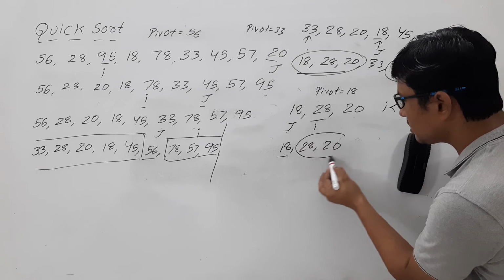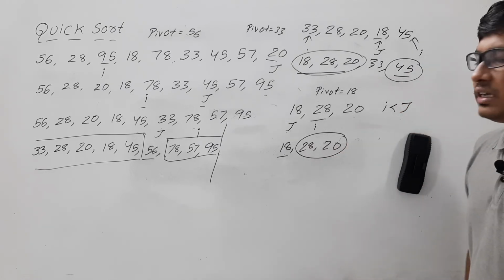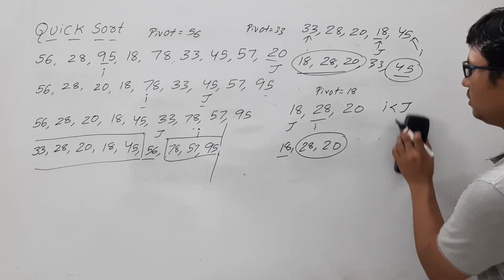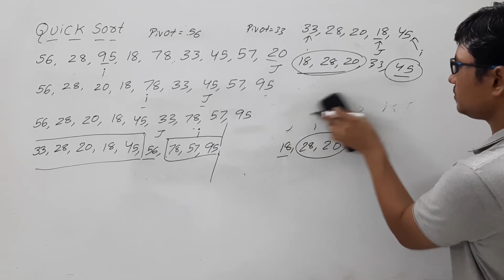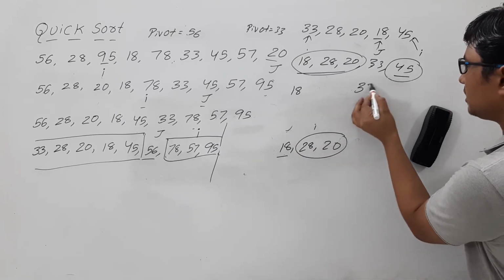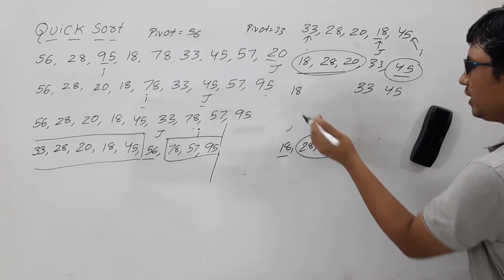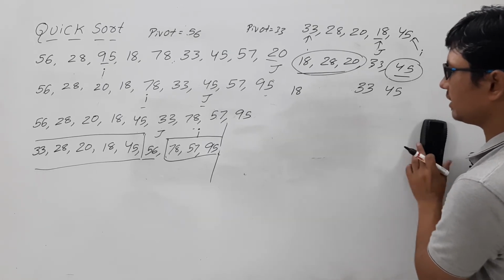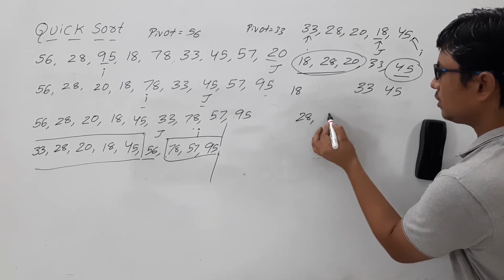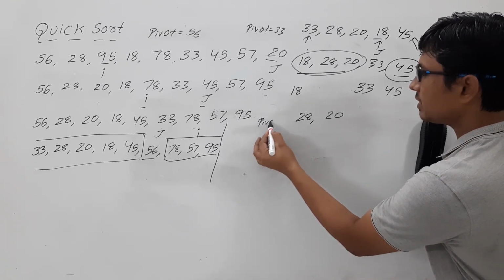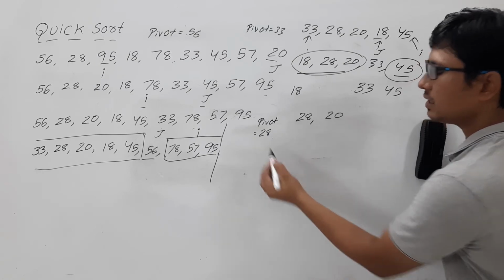Now you need to take these two elements, 28 and 20. Again you need to perform the quicksort. So let me write here. From here I got 18, and I got 33 and 45. Now I need to arrange 28 and 20. Now take that sub array, 28 and 20. Now what is the pivot element? The pivot element is 28. Is it clear?